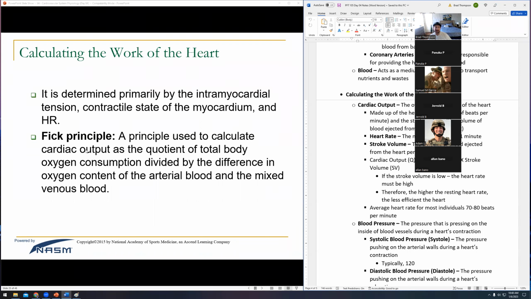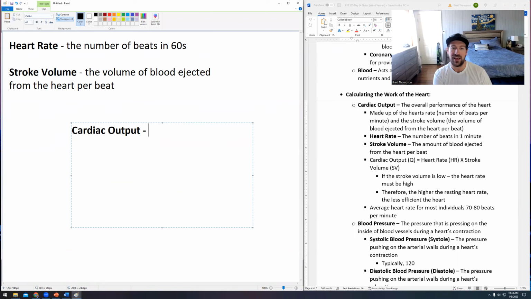So cardiac output, we're going to define that as the overall performance of the heart. Or we would say that is how much blood is pumped out of the heart per minute. Okay. So when we say how much blood is pumped out of the heart, that was our definition for stroke volume, but it is per minute, which means it's how much blood is pumped per minute.